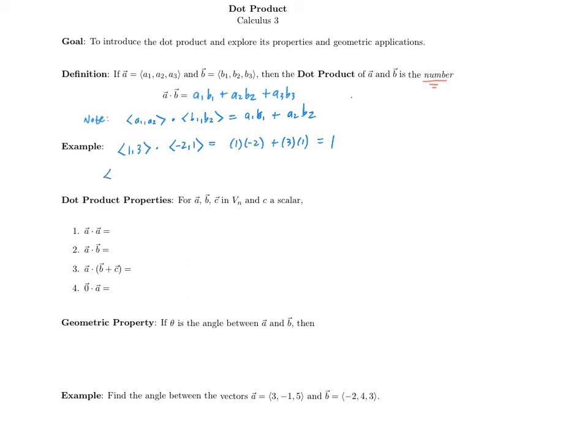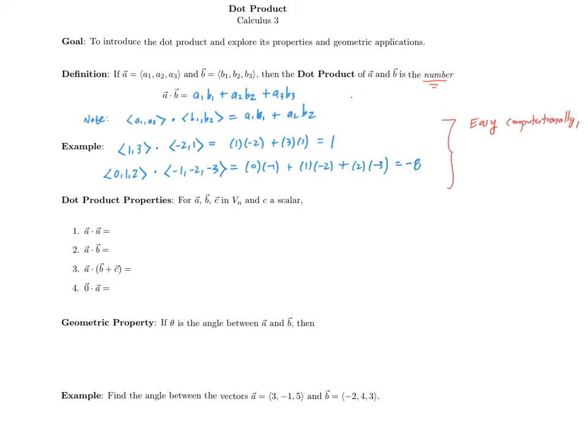Similarly, just to illustrate, it doesn't matter how many entries. If we had the vector 0, 1, 2, and dot it with the vector minus 1, minus 2, minus 3, we multiply together those corresponding entries, and then we add them up. In this case, we have 0 plus minus 2 plus minus 6, so we get back minus 8. The observation I would like to make here is that calculating a dot product is easy computationally.